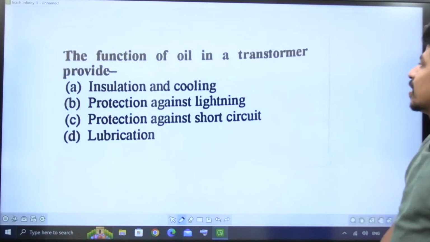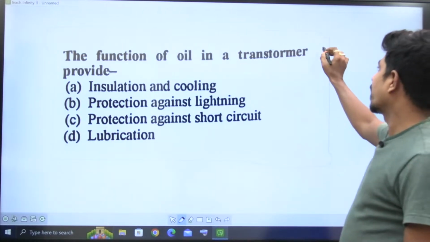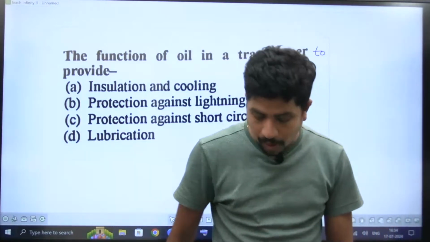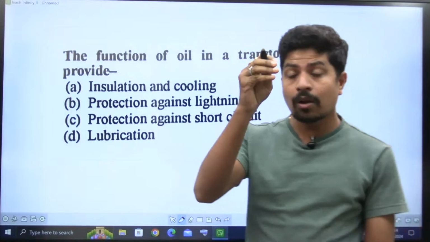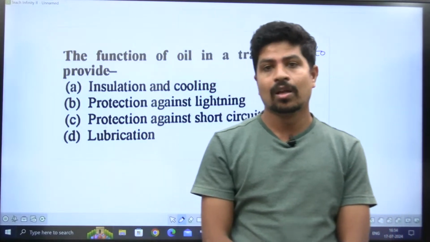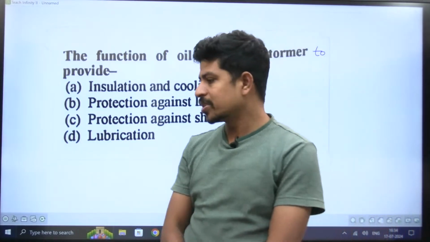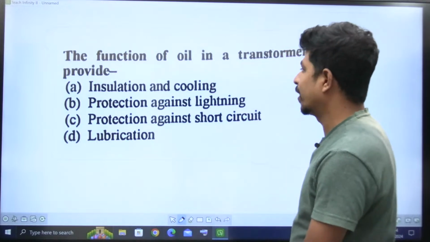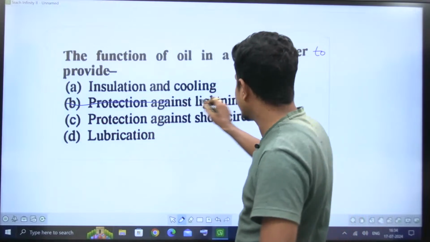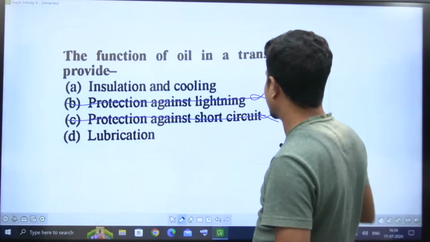Next question, please. The function of oil in a transformer is to provide: what is the function of oil in the transformer? In the transformer we are providing oil. On the oil of the transformer, a number of questions were asked in the 2023 paper. Synthetic oil or mineral oil is used in the transformer. What is the purpose? Insulation and cooling, protection against lightning. See, protection against lightning, nothing it is going to do. Protection against short circuit, no. Oil is not a protecting one.